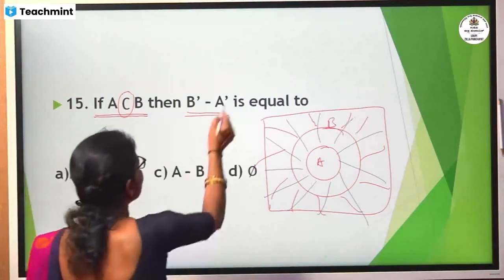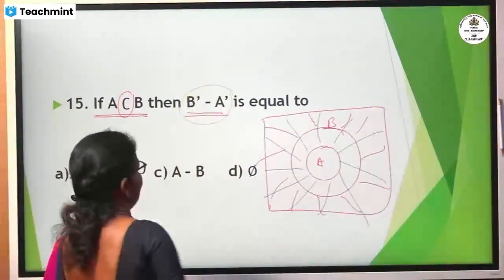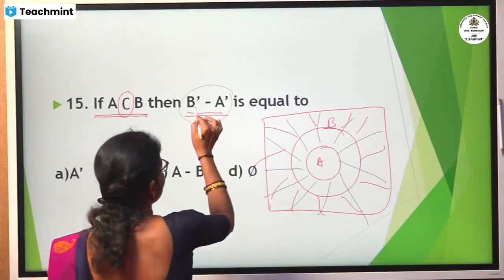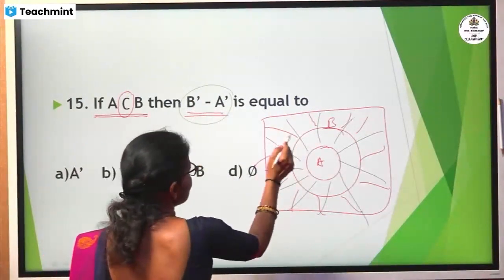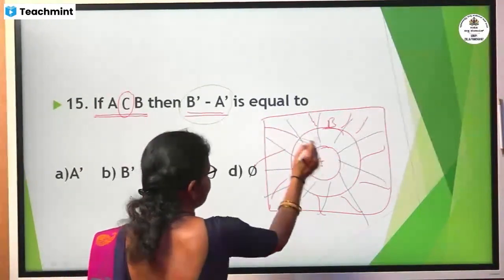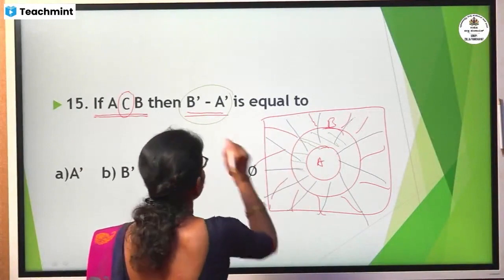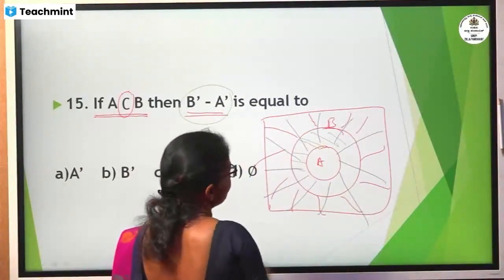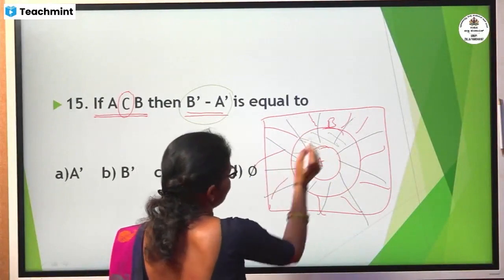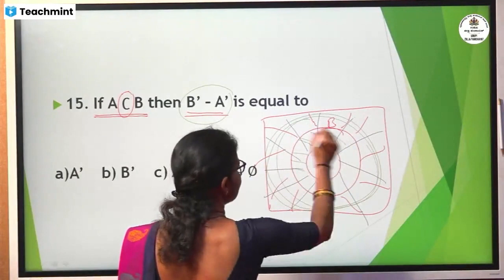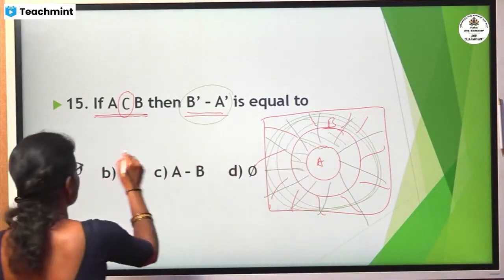We want B dash minus A dash, right? B dash minus A dash means the element should be there in B dash, not in A dash. So this is to be eliminated. B dash minus A dash means it belongs to B dash, not to A dash. So what is remaining actually? Only the outer entries are remaining. So the answer option is B dash.